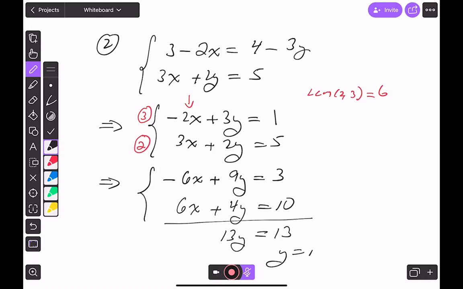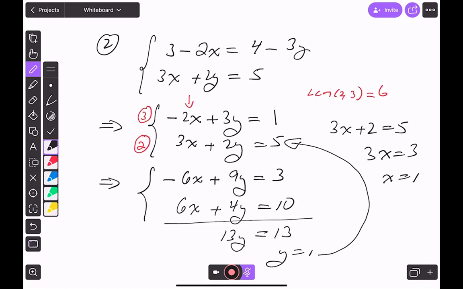What I would do is take this, plug it into any equation you like. I'm going to plug it in here and see what I get. You get 3x plus 2 equals 5, 3x equals 3, or x equals 1. So I'm going to write the ordered pair down. x is 1 and y is 1.